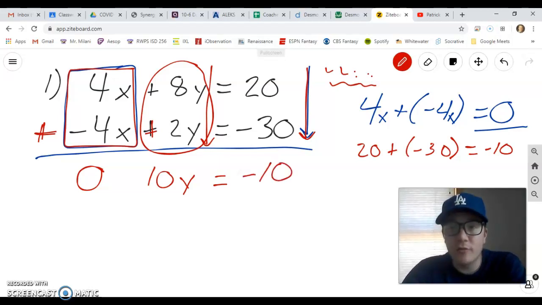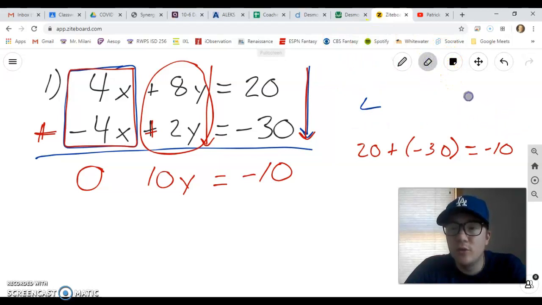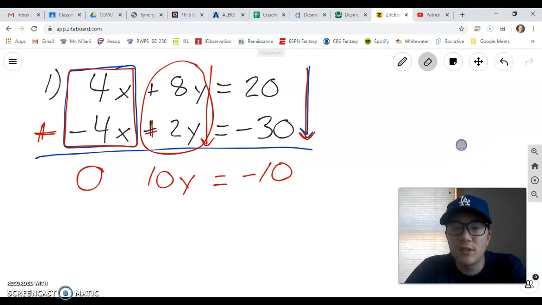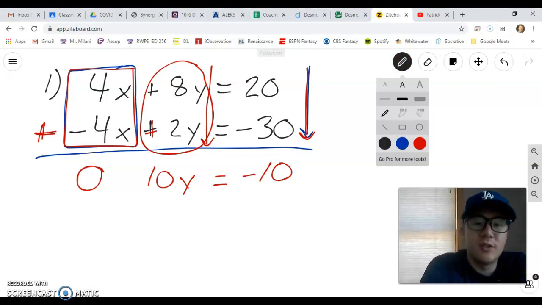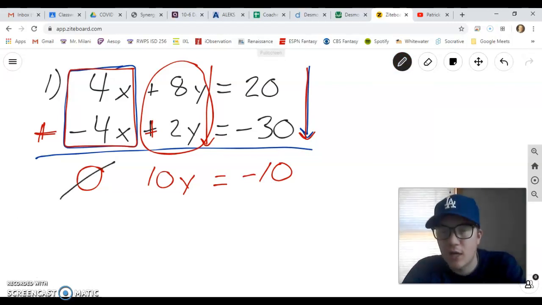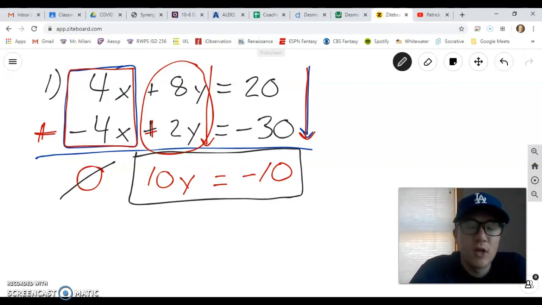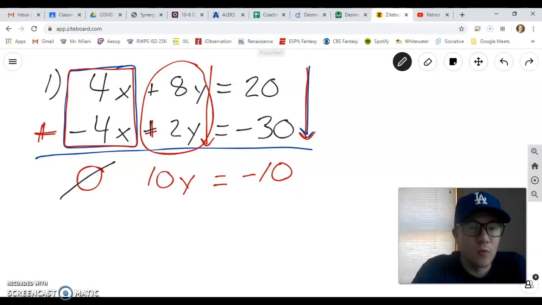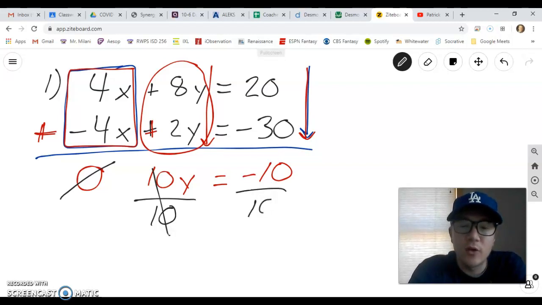And now we're ready to solve for a variable. This elimination is going to go a little bit quicker than the substitution did for us because after just one step, we are ready to solve for a variable. Okay? So this 0 really isn't doing anything. It's gone. So all we're left with is this 10y equals negative 10. So how do we solve that? Well, like we've been solving all along, you're going to just divide both sides by 10 to cancel that 10 out and get your y alone.